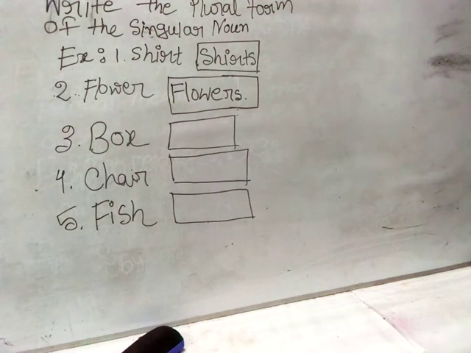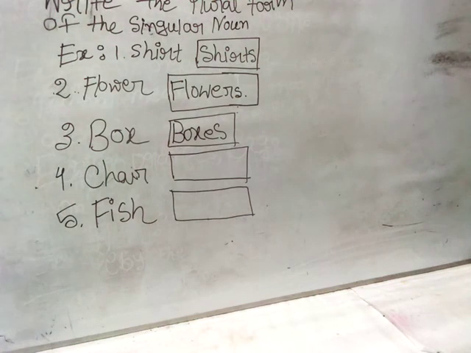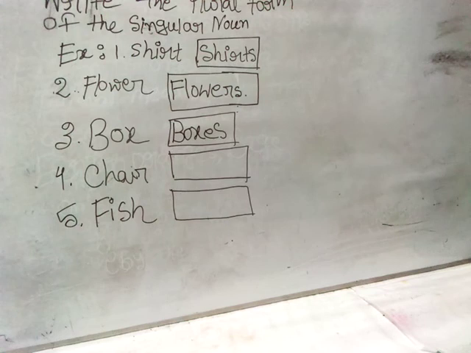Got it? So the plural form of box is boxes, but what's the spelling of boxes? B-O-X, boxes, E-S. Not only X, you should also put ES. B-O-X-E-S, then it will become the plural form, boxes. So please note it down. So we are done with it. Boxes, B-O-X-E-S.